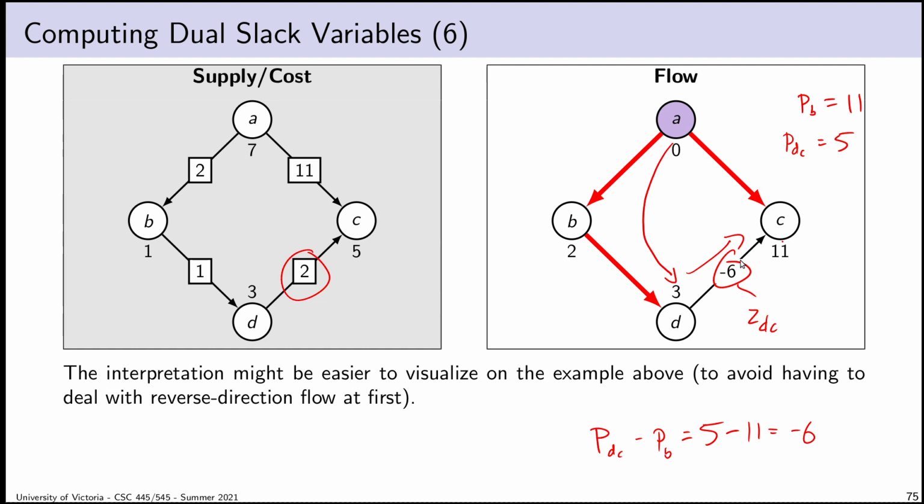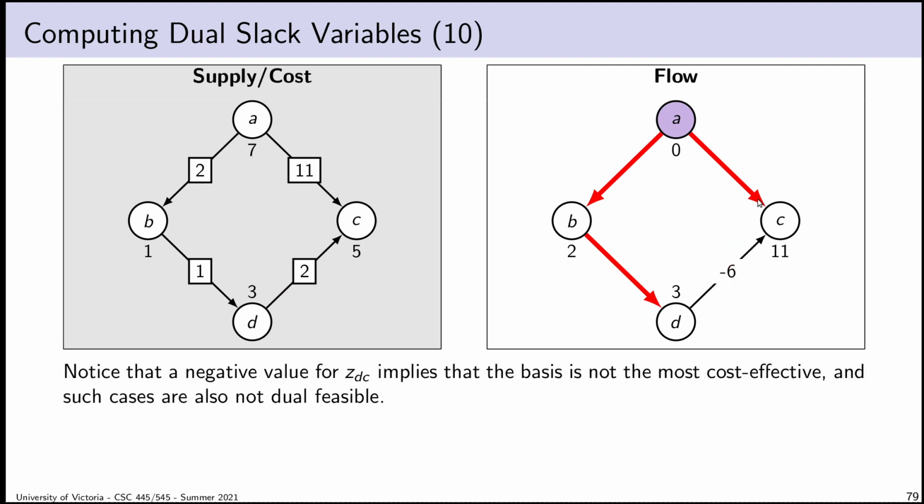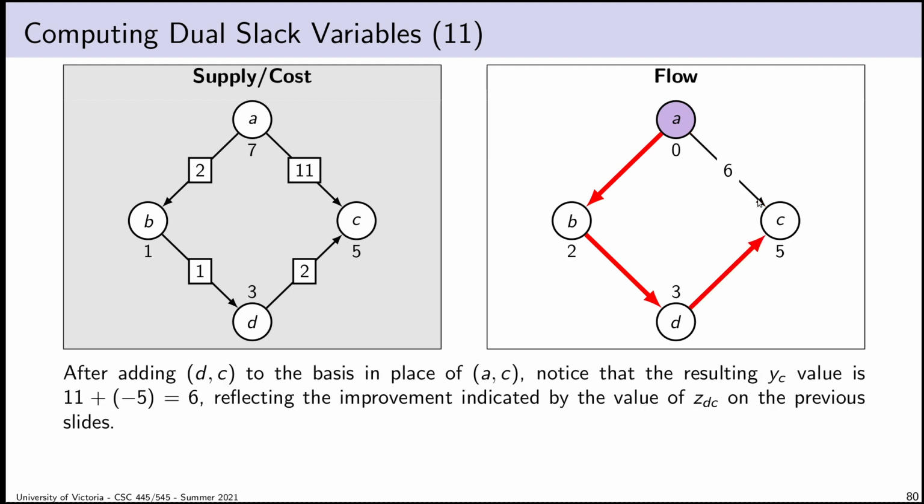What that's actually telling us is that if I were to start transporting flow to C using the long way, so going through vertex D and arc DC, that would cost me 6 units less than if I were to use whatever method I already have in my basis. And if I were to do a swap, I end up with this.